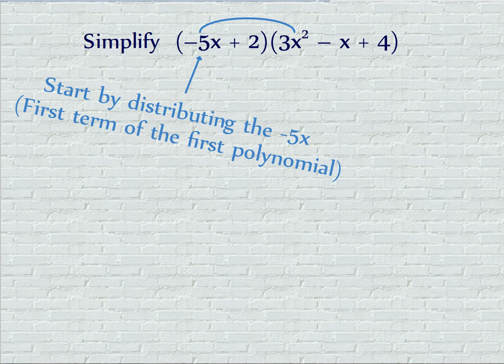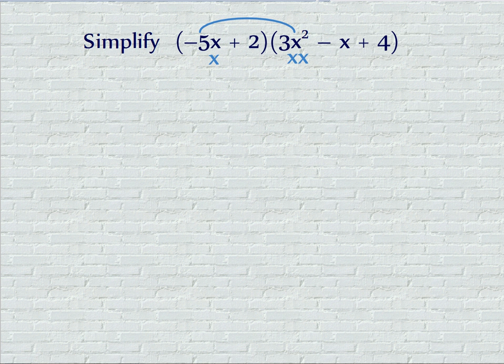We're going to start by distributing the first term of the first polynomial. So in other words, I'm going to distribute that negative 5x. I'm going to start by distributing it to the first term of the second polynomial, right? All terms of the first go to all terms of the second. So I need to multiply these two terms together. When I multiply terms, I do not have to follow the same rules as addition and subtraction. I do not need to have like terms in order to be able to multiply.